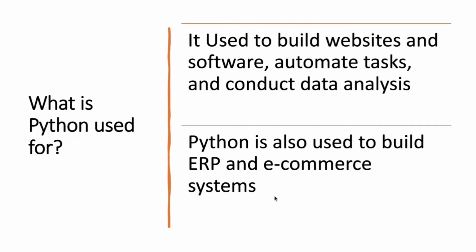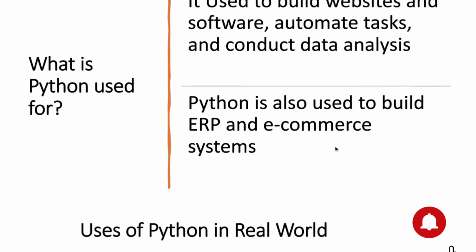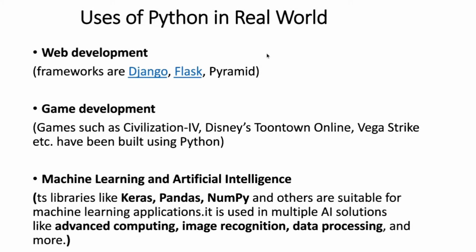So what is Python used for? It is used to build websites and software, automate tasks, and conduct data analysis. Uses of Python in the real world. For web development we have frameworks like Django, Flask, Pyramid. And for game development we have games such as Civilization 4, Disney Toontown Online, Vega Strike. These are games which have been built using Python.